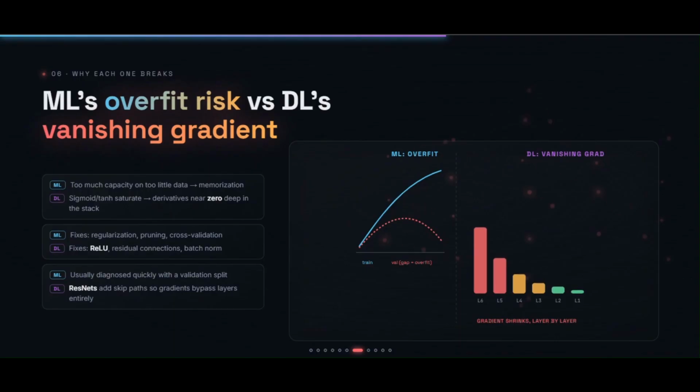Every approach has weaknesses. Classical machine learning often struggles when the model memorizes the data instead of learning general patterns, a problem known as overfitting. Deep neural networks face a different challenge. During backpropagation, gradients can become extremely small as they move through many layers, making early layers learn very slowly. This is called the vanishing gradient problem. Modern architectures and activation functions reduce this issue, but understanding it explains why training deep networks isn't trivial.